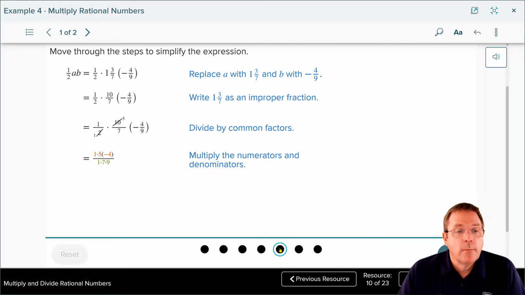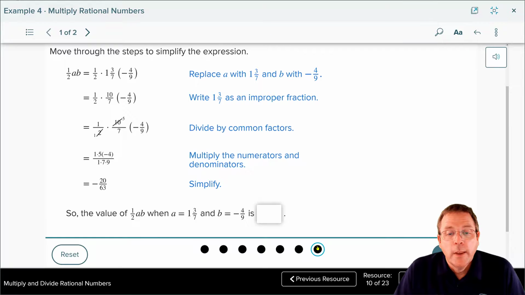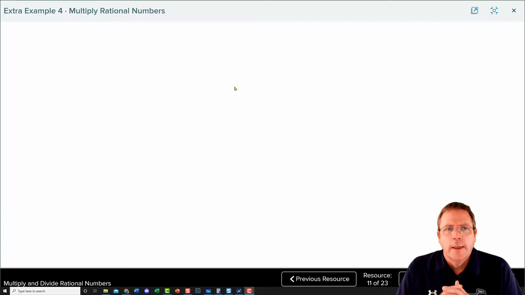Now we're going to take and multiply it out, and they have across the top 1 times 5 times a negative 4. You see that right here. 1 times 7 times 9. You see that right here. And when you multiply those, you get a negative 20 over 63 for your final answer. Easy math. Anybody can do this. It works like the others. We just add one more fraction into it.